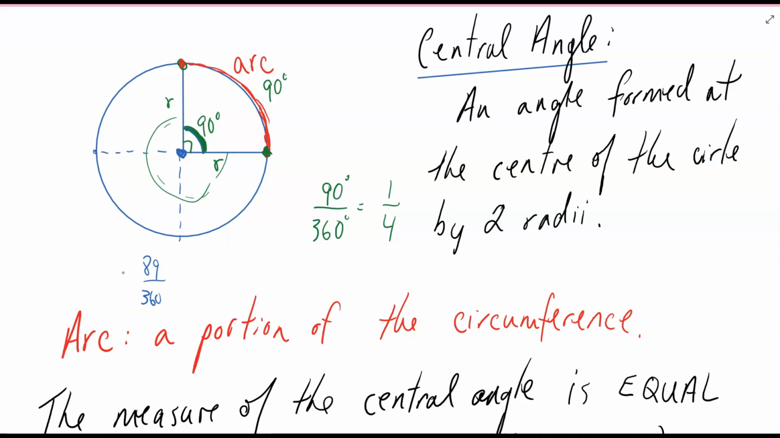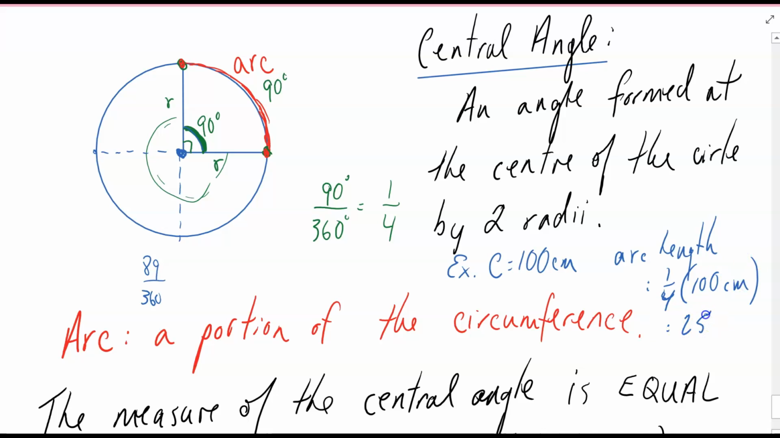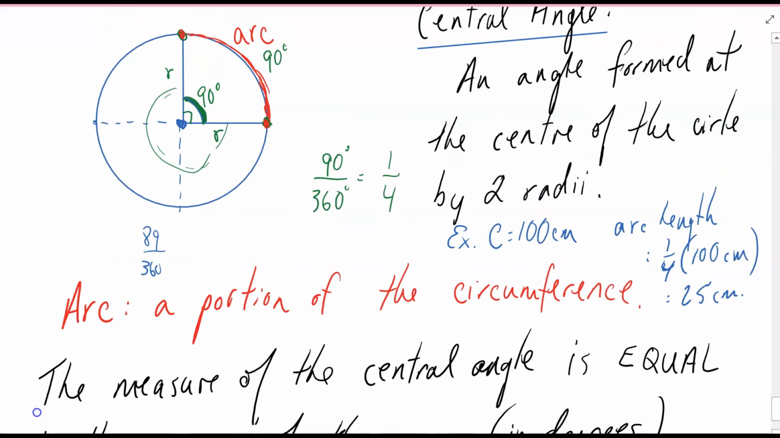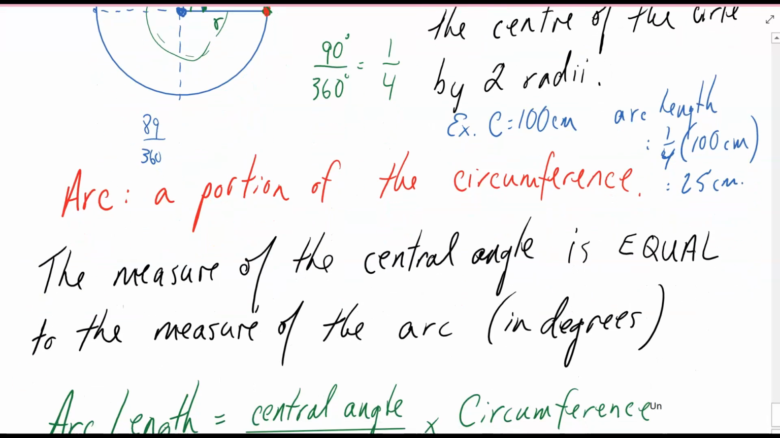And so if you know the circumference, say for example, the circumference equals 100 centimeters. Then the arc length equals 1/4 of 100 centimeters, which is 25 centimeters. Okay, so you can use the central angle as a portion of 360 to find the arc length when you know the full circumference, which you would, if you have the radius, you can calculate it.